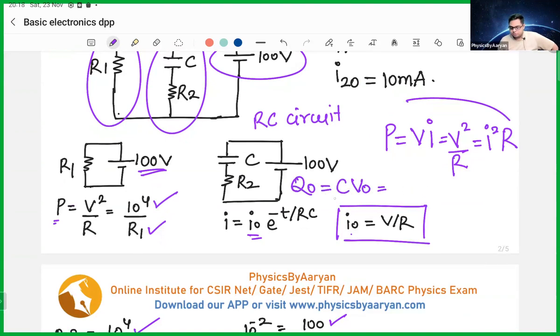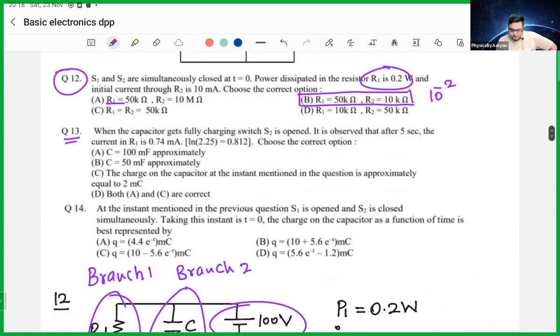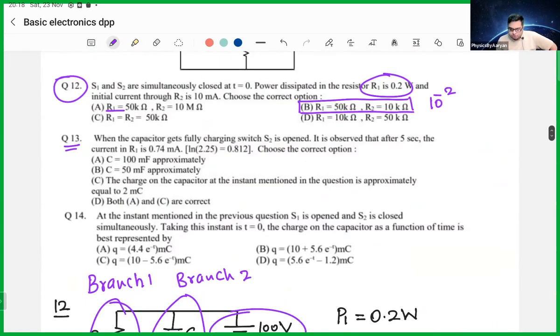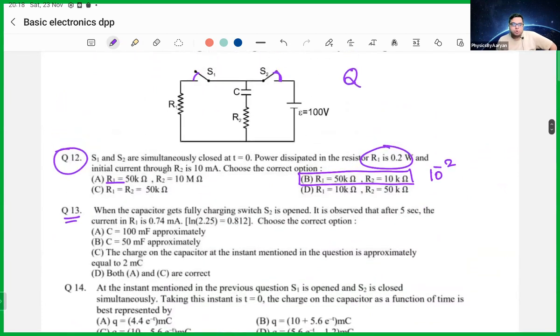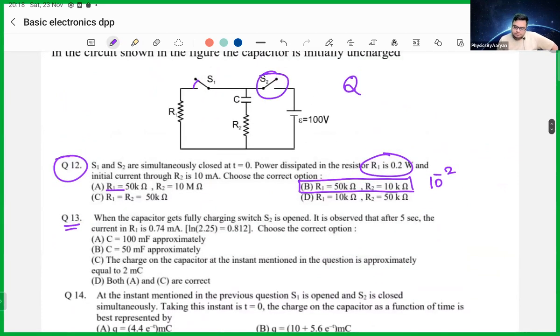So C, I don't know the value of C, and I know the voltage is 100. So it can get fully charged up to 100 C. But I don't know C. I have no idea what my capacitance is. Still, once the capacitor is fully charged, switch S2 is open. So we open this. It means this side of the circuit is gone, and only the left hand side part of the circuit is remaining.